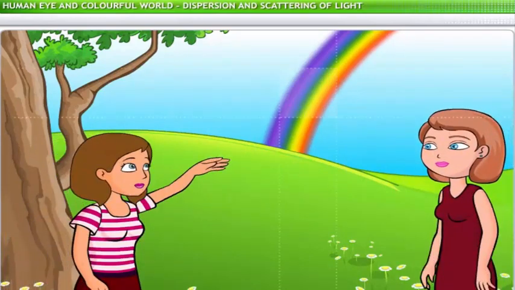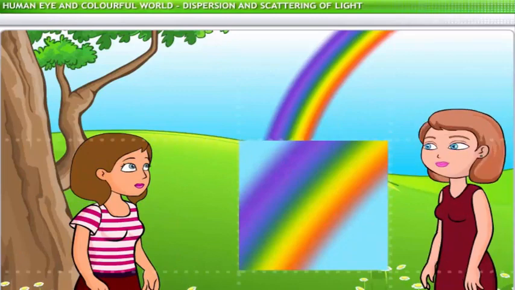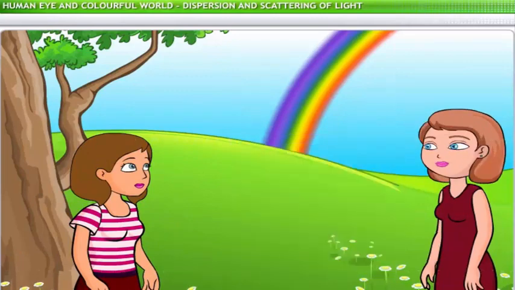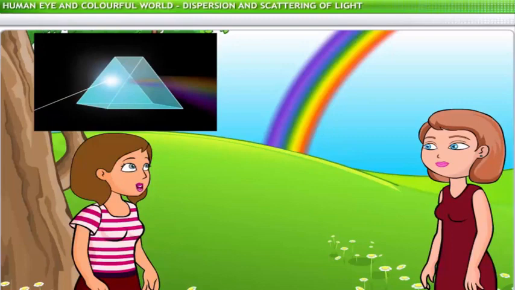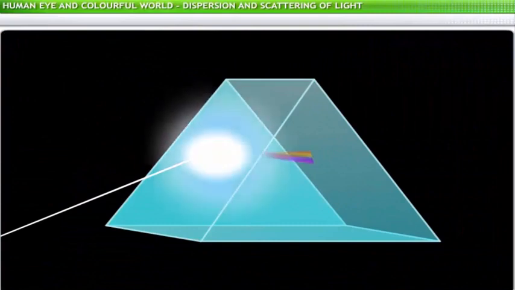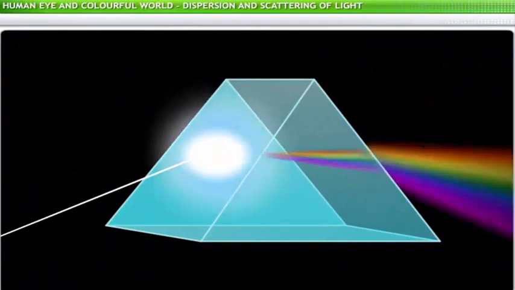Hey, look, a rainbow. Yes, it's very beautiful. In fact, the legends of many cultures see the rainbow as a kind of bridge between heaven and earth. Really? Well, that's an interesting idea. But science has figured out the secret of rainbows. I can reproduce a rainbow for you using a triangular prism. Oh, how does that happen? Well, the same phenomenon takes place in both cases. Refraction of light.